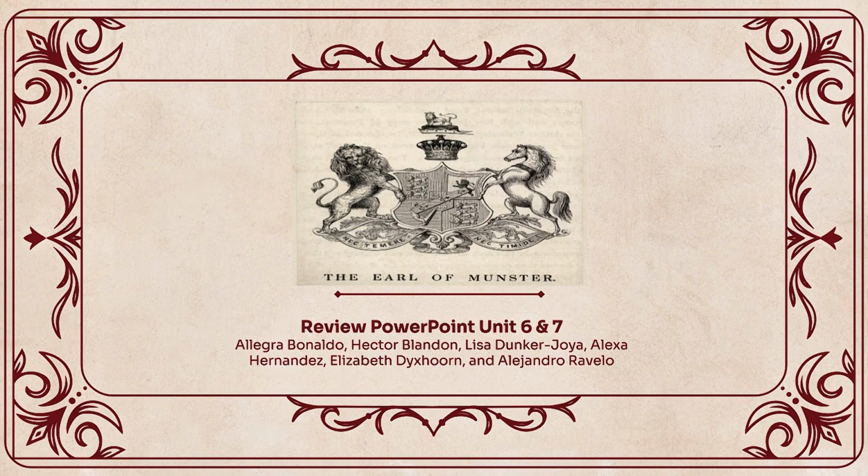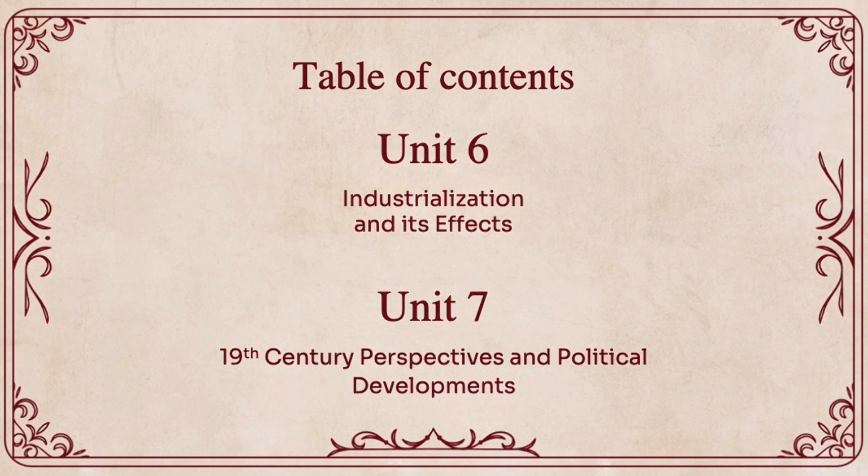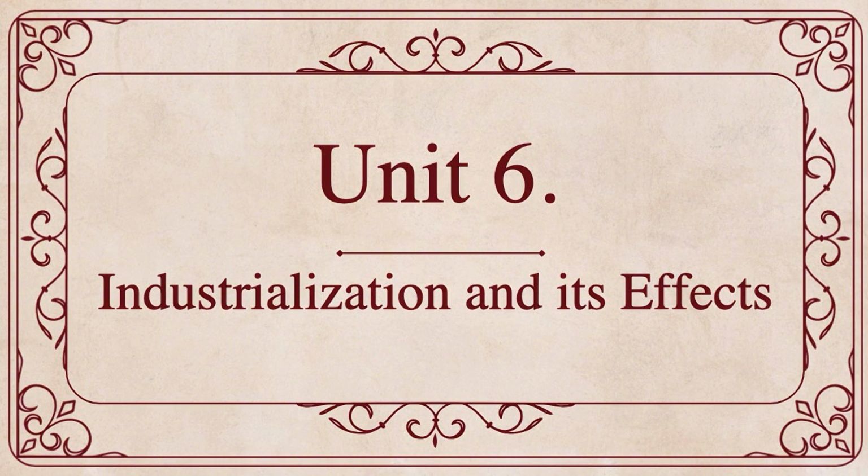In this video, we'll be covering Units 6 and 7 of the AP European History course. These units deal with industrialization and its effects, as well as 19th century perspectives and political developments. We'll start by going through the topics that make up Unit 6.